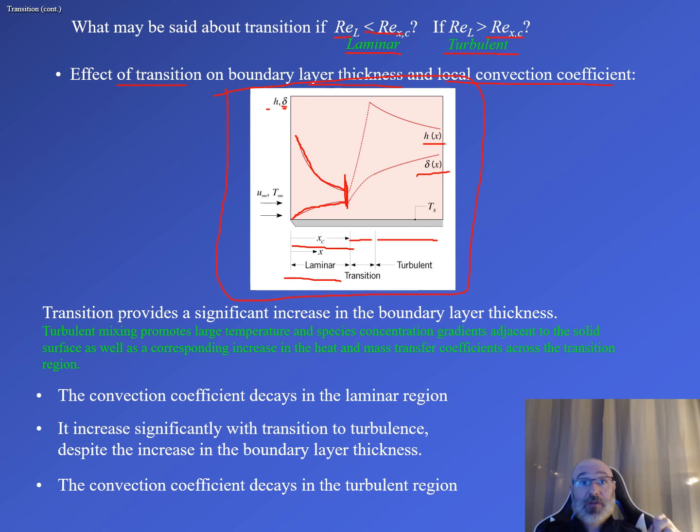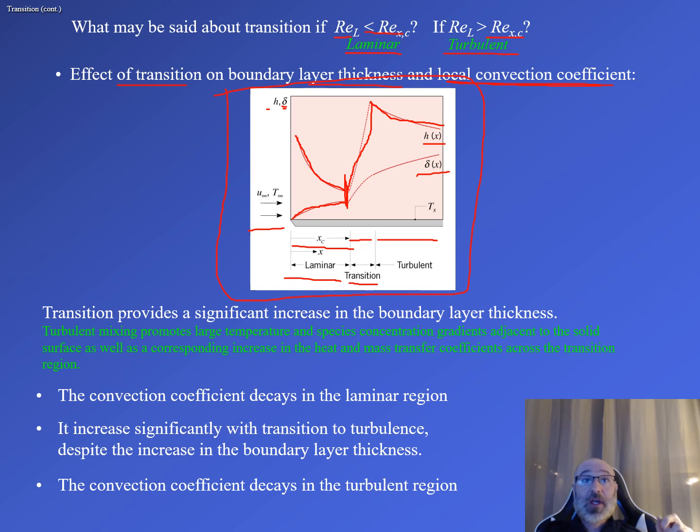So once we hit that transition region, going back to our h value, our local convection coefficient, we can see a huge spike as we go through the transition region and increase in our x direction. Then at the end of our transition region, when we hit our turbulent region, the h value slowly decreases back down in our x direction.